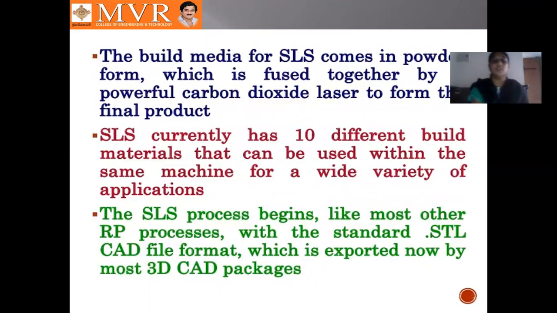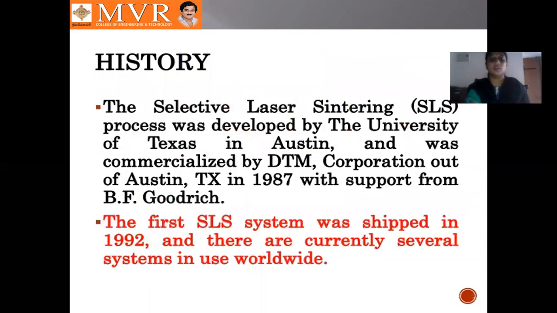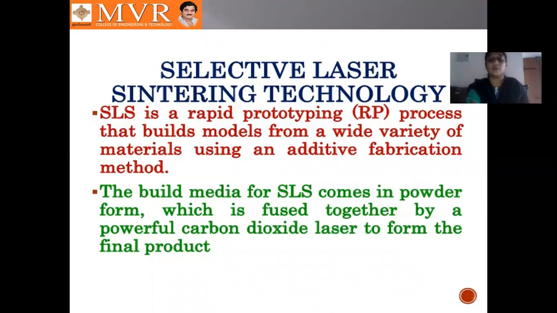In this session, we are discussing the powdered rapid prototyping system. In this powdered rapid prototyping system, there is only one type of process which we are taking. That is the selective laser sintering technology. It is nothing but the SLS process or SLS rapid prototyping process.